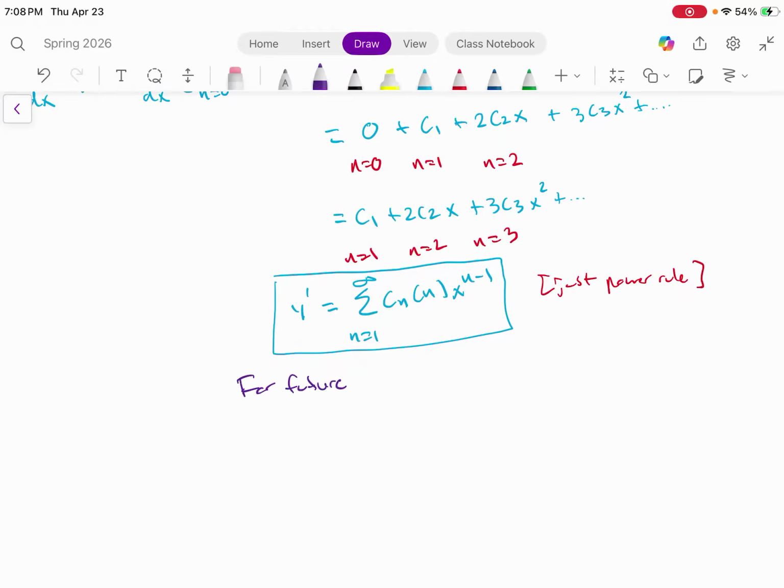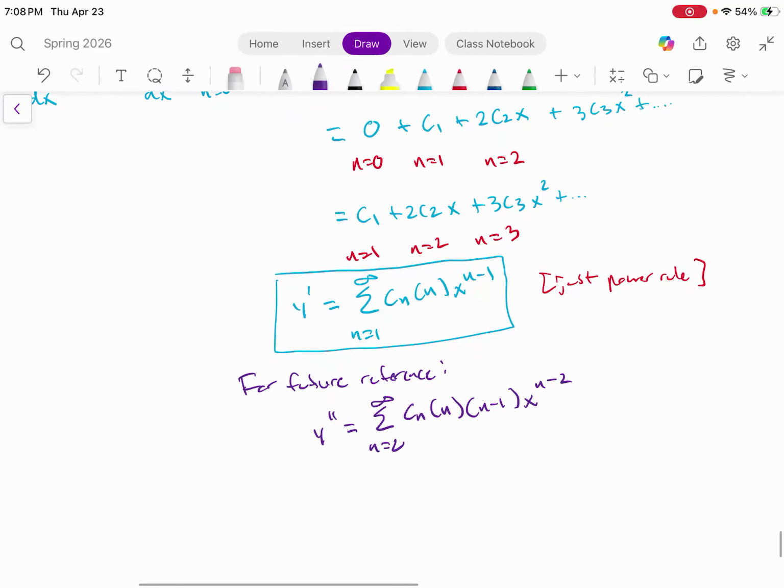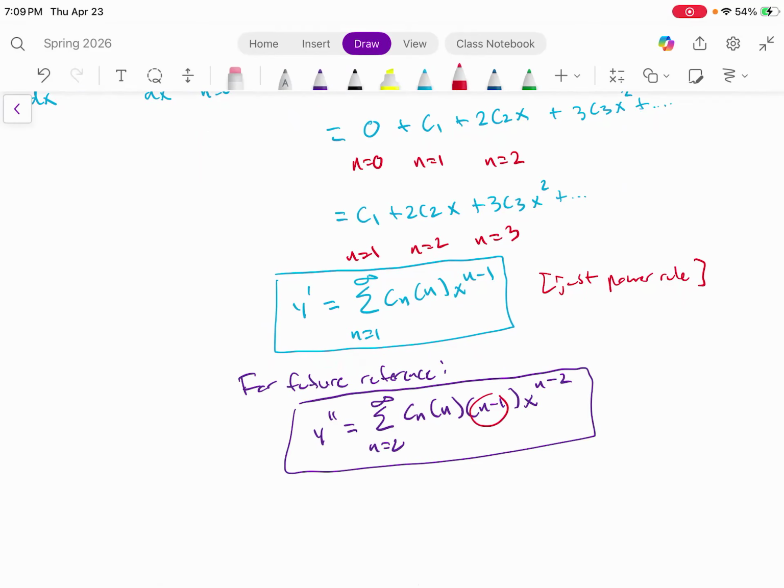because we're going to get into second order differential equations, the second derivative would be, starting out at n equals 2, c sub n times n minus 1 x to the n minus 2. So it's just another power rule. You just bring down the n minus 1 and then subtract another 1. And you're starting out at n equals 2. But just for future reference, we're not using that now, just so you can understand where we're going with it.